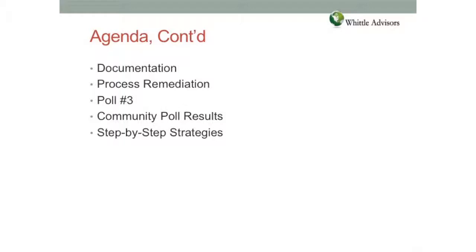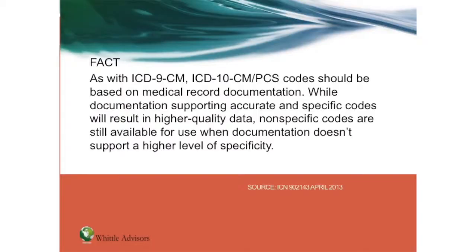As we wrap up today, we'll take a look at our community polling results. This is a process that we've been using through our workshops. We'll be able to see exactly what we're doing and what we're thinking as a community. And finally, our step-by-step strategies. These are those action items that you need to be thinking about as you take the material back to your practices and begin the implementation.